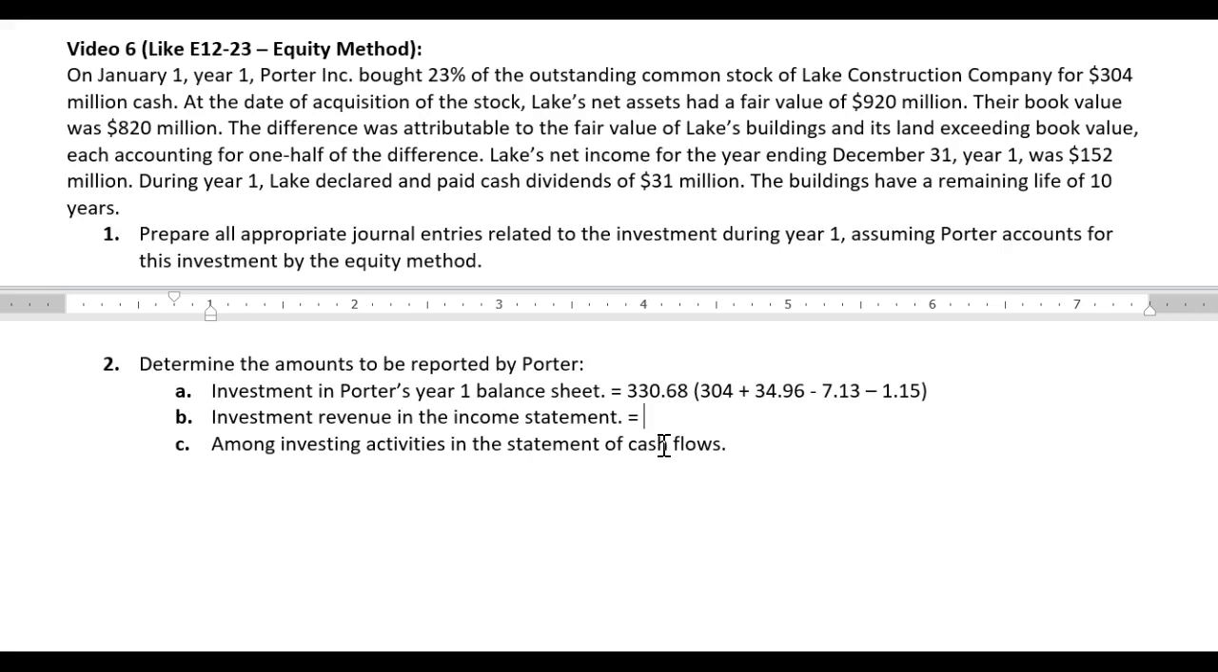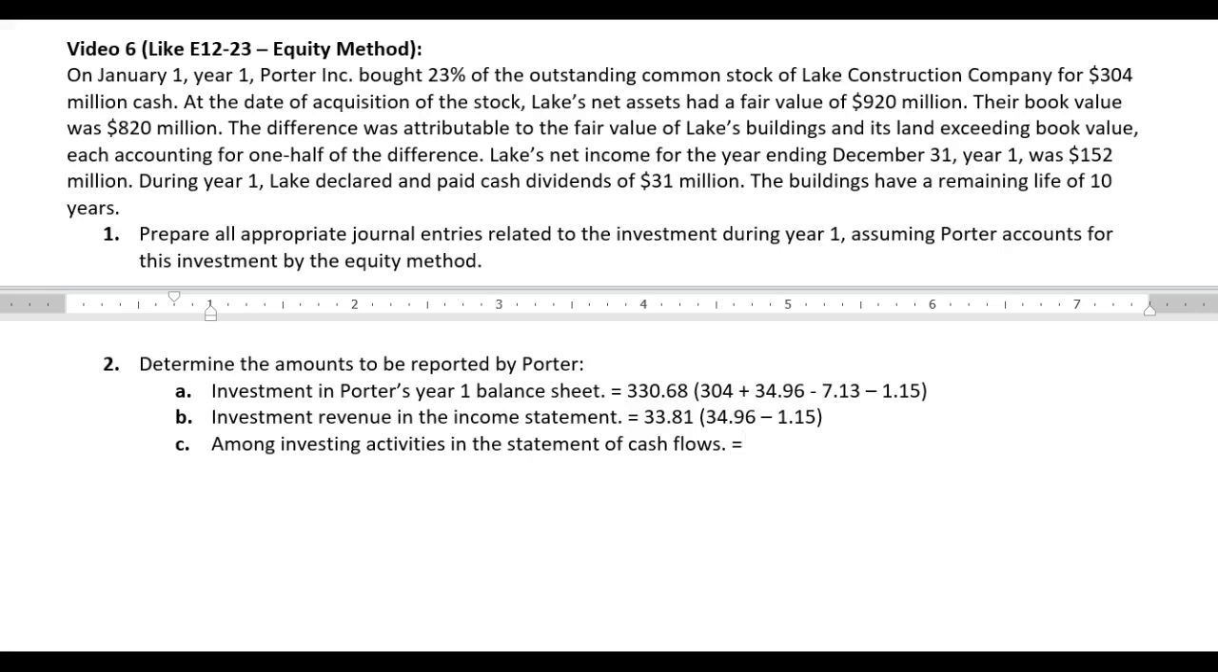Now, investment revenue in the income statement. So what did we earn in the income statement? Well, in total, we had 33.81. Well, what does that come from? That is our portion of the income minus the additional depreciation that we hit against it. So 33.81 would have been the 23% of income, again, had that asset been valued properly.